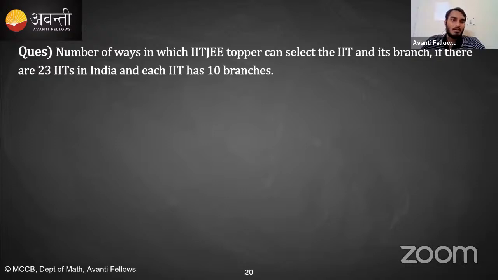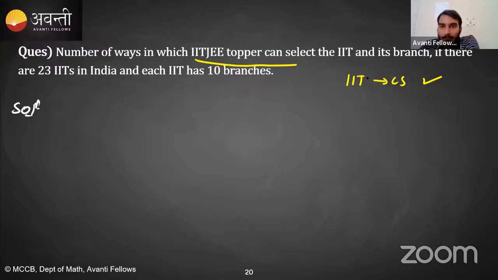Next question. The question is saying: find the number of ways in which an IIT JEE topper can select an IIT and its branch, if there are 23 IITs in India and each IIT has 10 branches. So see student, first of all, let's say somebody is getting IIT Bombay and CS. That is one way to go. Yes or no?